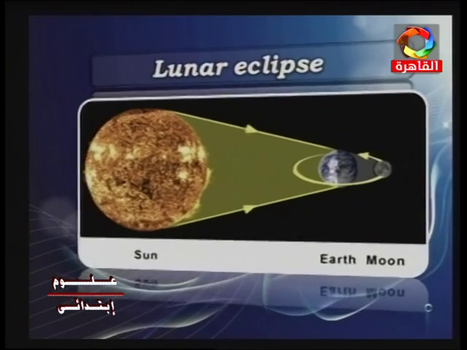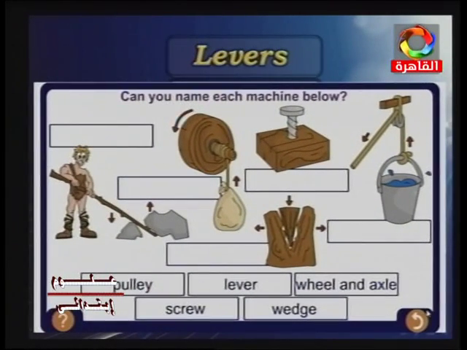After that, we have another thing about levers. We have many things about levers today. Can you name these machines below? Which one is lever? Which one is screw bar? Which one is a screw? Which one is wedge? Okay, wheel and axle. Which one is a screw? It's very easy. This is a screw, right?